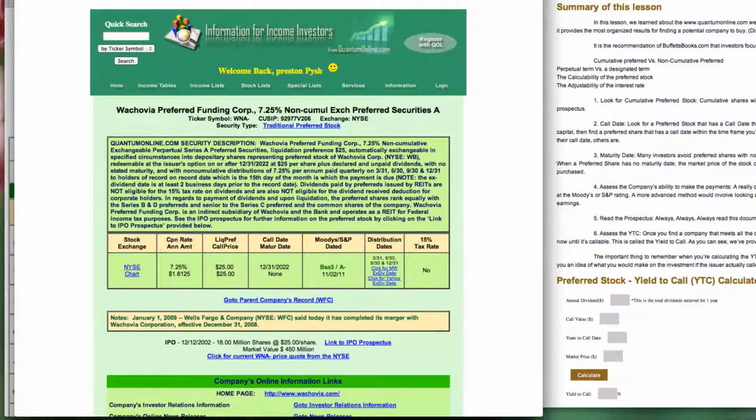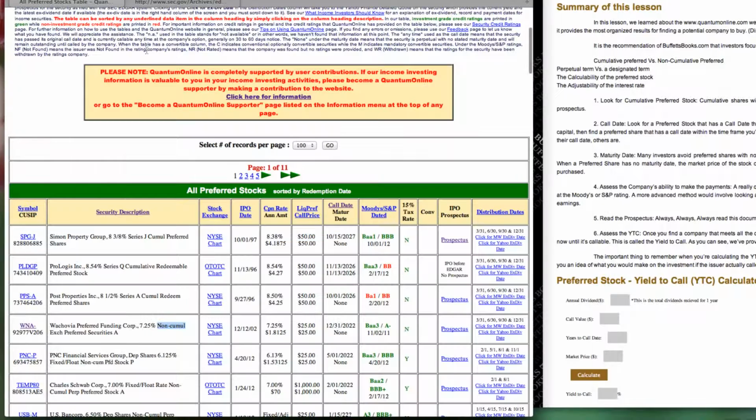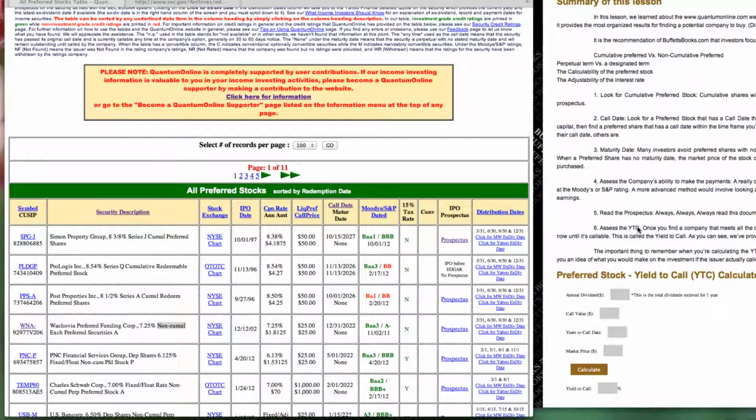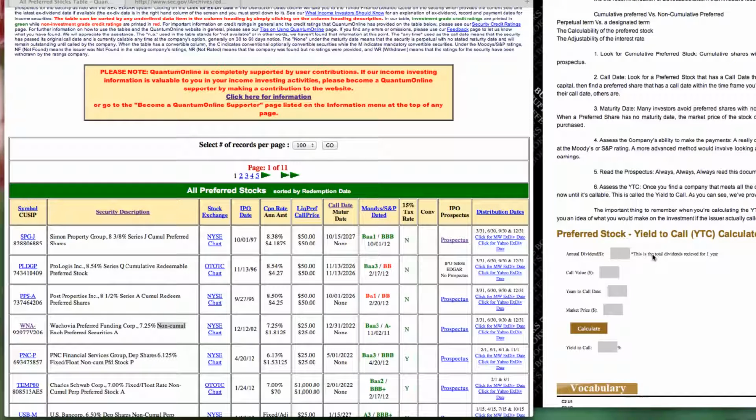So some of the information you're pulling from this site is pretty amazing, to be quite honest with you, and I think you'll find it really useful. Okay, so when we're looking at these different preferred shares, you're probably wondering, well, I have no idea how to assess how much this thing's worth or what kind of return I'd get on it. It just really doesn't make a lot of sense. And so what we're going to do is go ahead and value one of these preferred shares, and we're going to use the Buffett's Books yield to call calculator.